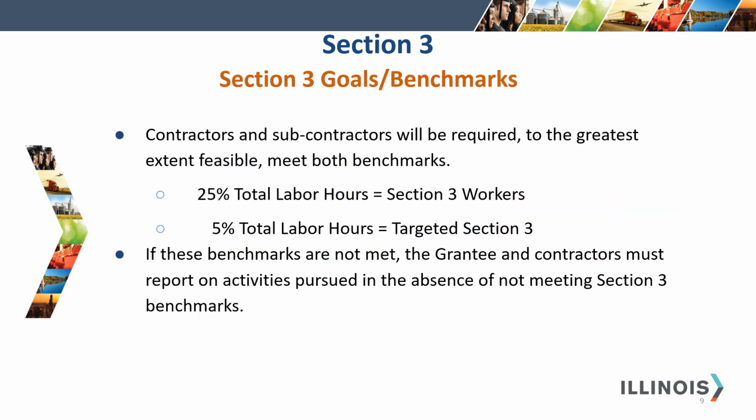Section 3 goals and benchmarks established by HUD are as follows. Contractors and subcontractors will be required, to the greatest extent feasible, to meet both benchmarks. 25% of labor hours should be worked by Section 3 workers. 5% of the total labor hours should be worked by targeted Section 3 workers. If these benchmarks are not met, the grantee and contractors must report on activities pursued in the absence of meeting the Section 3 benchmarks.